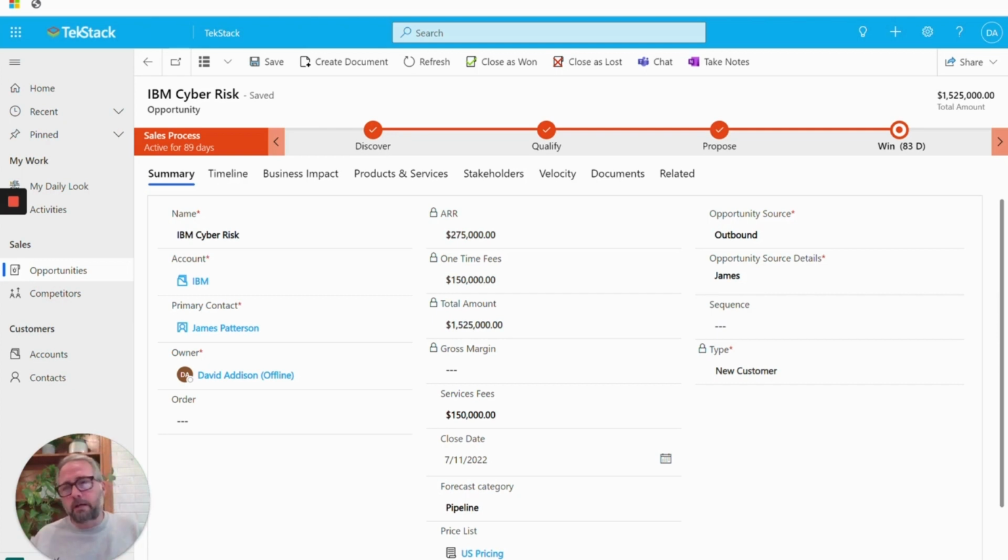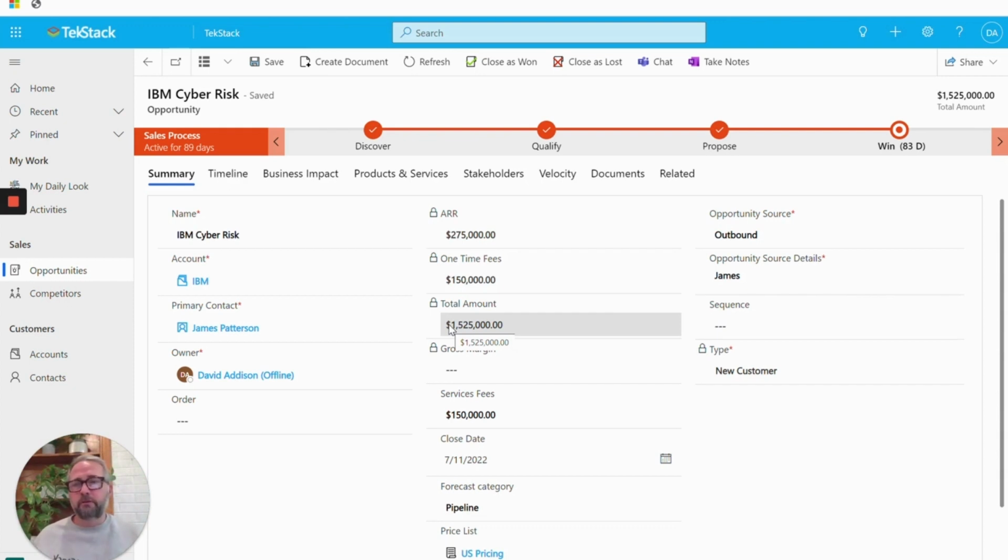In these types of CRM systems, there's some stuff you really need to do. And probably the first one, I'll use this example. Ironically, we're selling some software to IBM. Here's a deal, and you can see it's a $275,000 deal for ARR, and you can see that the one-time fees are separated from ARR, and you can see that the total contract value, or what we call total amount on the transaction, is $1.5 million.